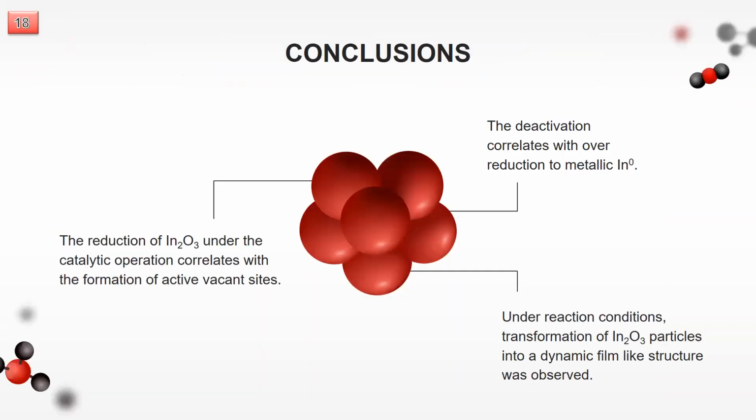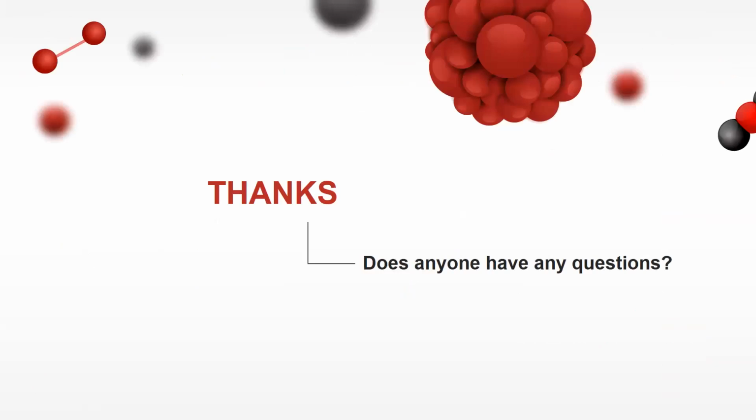So in conclusion, indium oxide is really promising as a good catalyst for CO2 hydrogenation, but there are some problems, including the stability of the catalyst, losing the oxygen vacancy sites, and also transforming from crystal to amorphous. Thank you for listening.